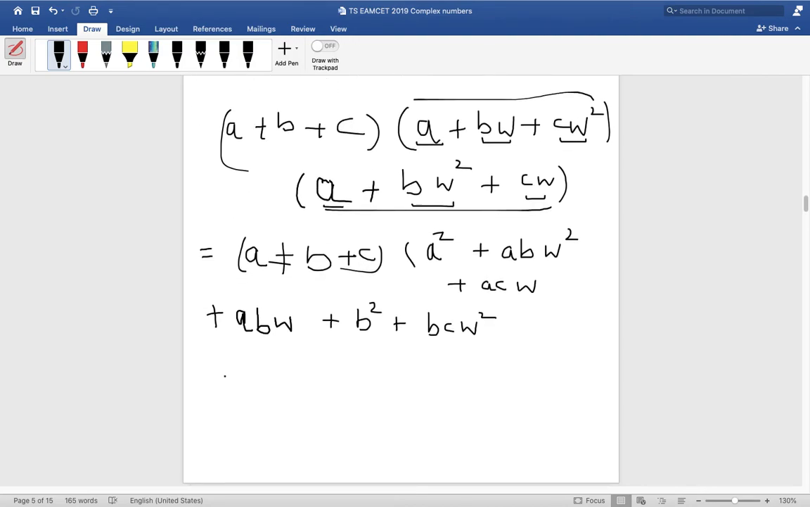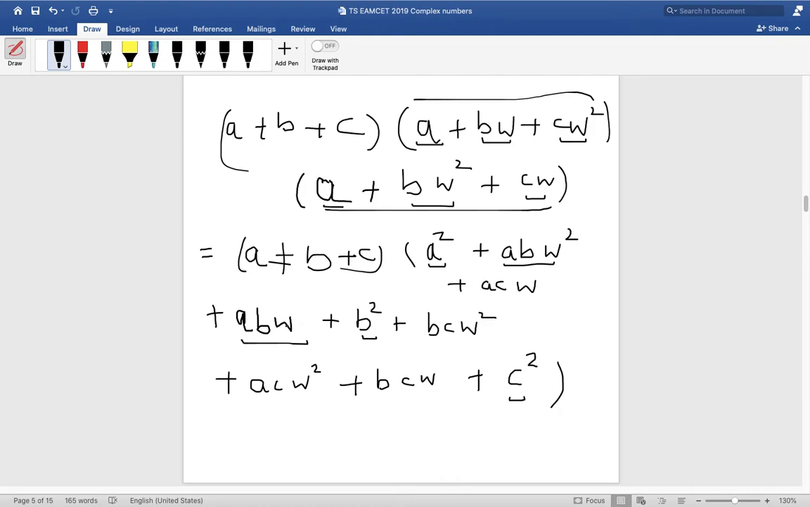We have to multiply c omega square with this. So ac omega square plus bc omega raised to the power 4. Omega raised to the power 4 can be written as omega and omega cube. Omega cube is 1, so I can just write it as bc omega. C square omega cube is again c square, because omega cube is 1. So what do I have? I have a square, I have b square, I have c square. Okay. Now I have ab omega square and ab omega.